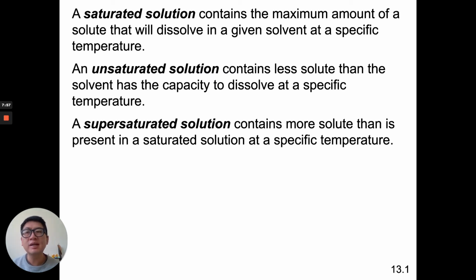So it contains a maximum amount. If you have less than the maximum, then you have what's called an unsaturated solution. It contains less solute than the solvent has the capacity to dissolve at a specific temperature. So again, let's say my cup of water at room temperature can dissolve, I'm making this up, 5 teaspoons of salt. If I dissolve 2 teaspoons of salt, well, it can dissolve more.